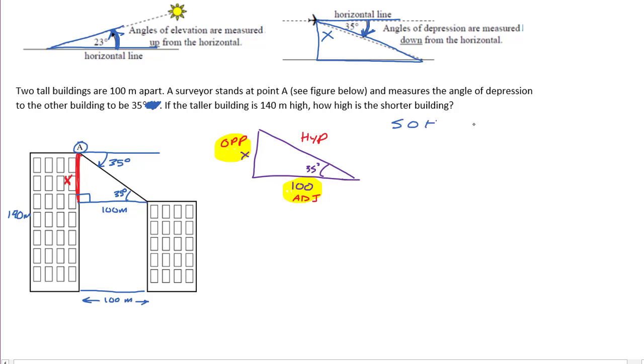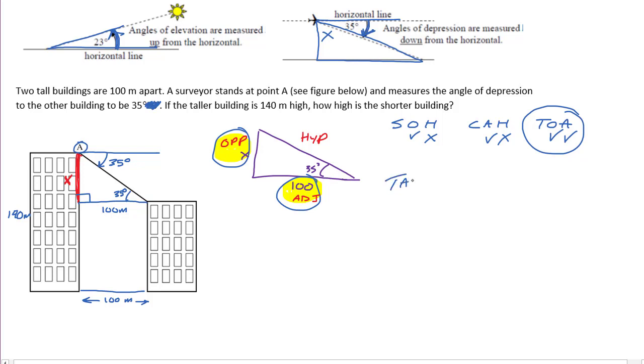So, there's SOHCAHTOA. Again, what's the point of SOHCAHTOA? It's just a quick way of remembering which goes where. We're looking for the opposite. We don't have the hypotenuse, so we can't use that. We have the adjacent, and we're looking for the opposite, so we're not going to use that one either. Looks like we're going to use tan, because our question involves the opposite and the adjacent.